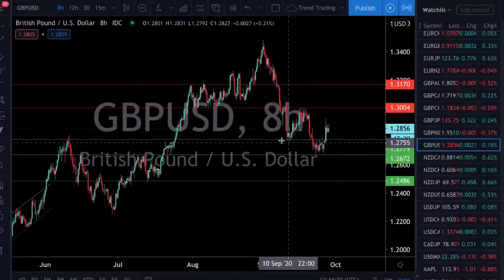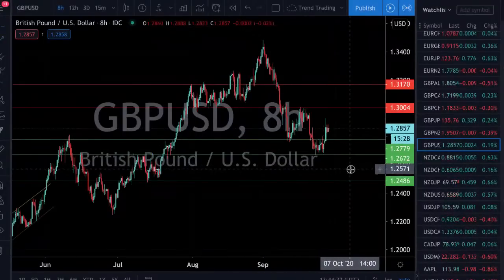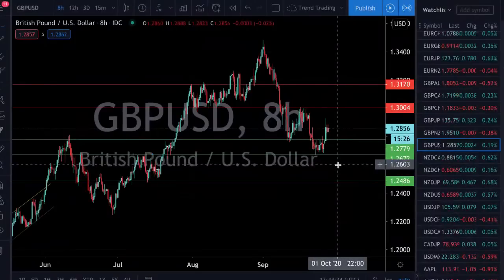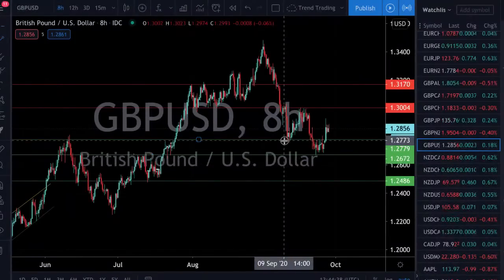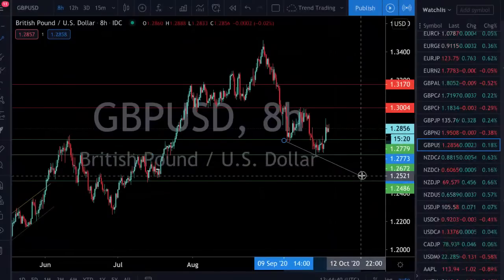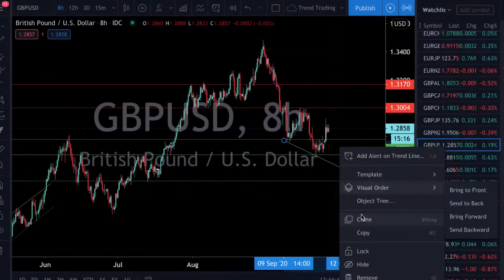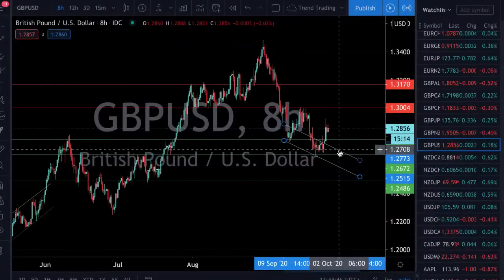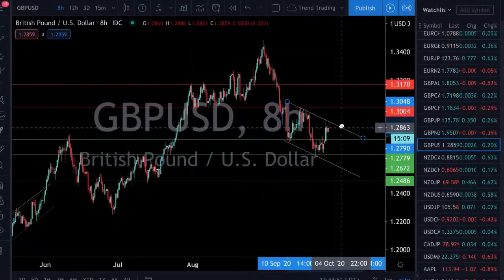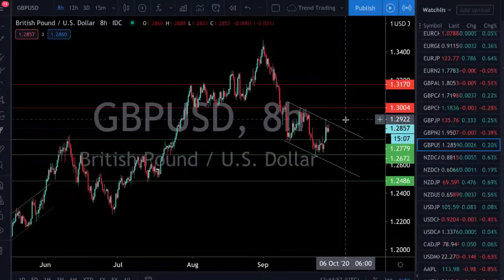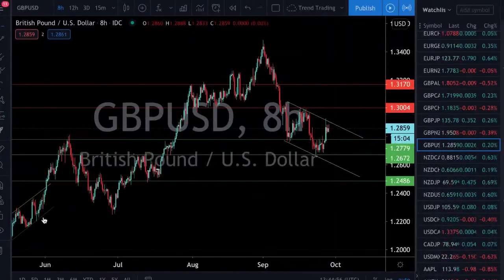All right, so I'm going to draw in this channel right here. And then I'm going to clone that, watch what happens. And then there's the upper that we're focused in on. All right, that's a pretty good pattern. So I'm going to focus in on there. I like breakouts of channels.